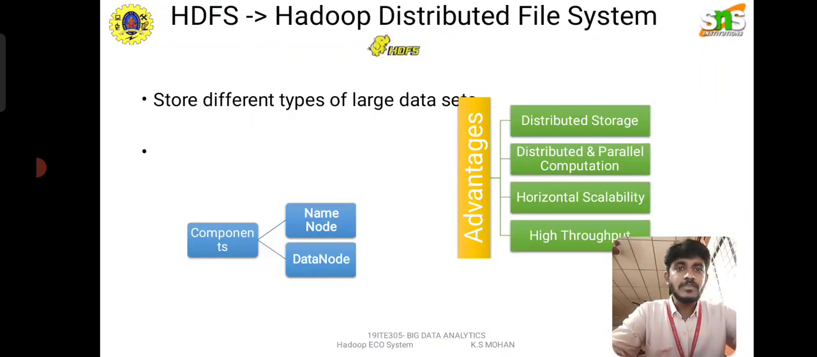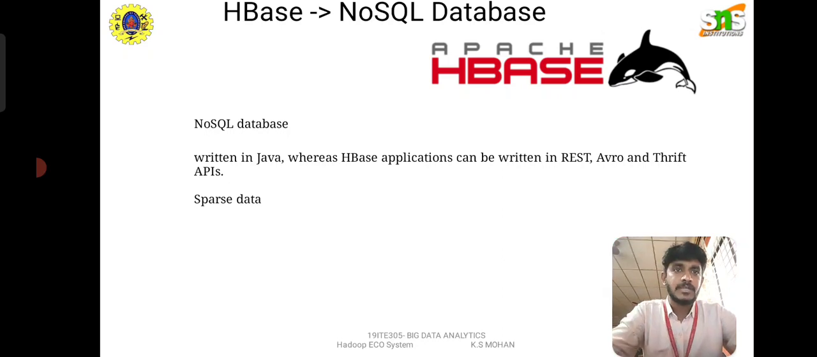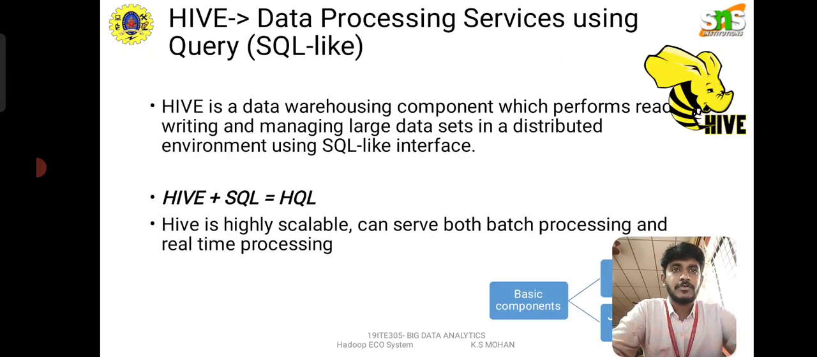The main HDFS, the Hadoop distributed file system, has different types of system components: the name node and data node. Here we can see some advantages in the slide: storage of different types of large data sets. The name node and data node are the two main components present in the HDFS system. Then Apache HBase is a major thing. Next is Hive for data processing. Hive plus SQL, structured query language, together we call HQL.